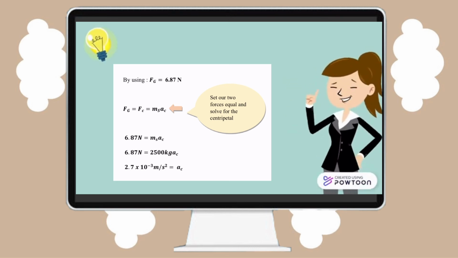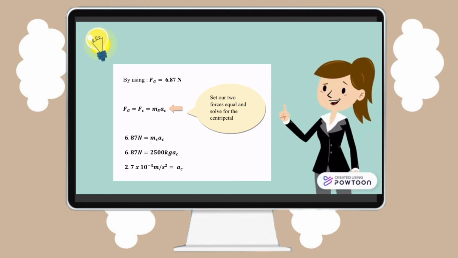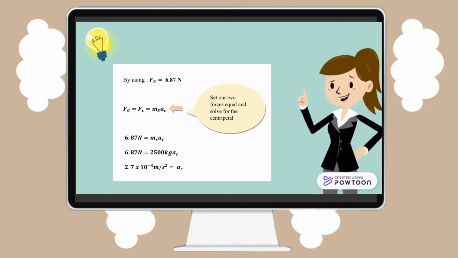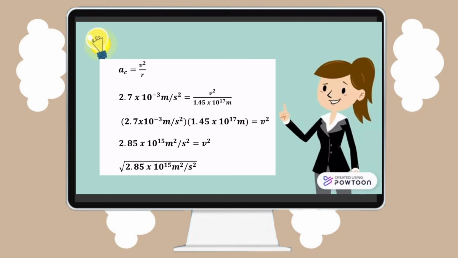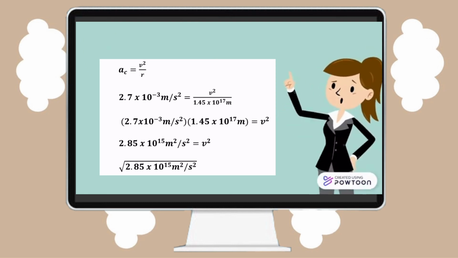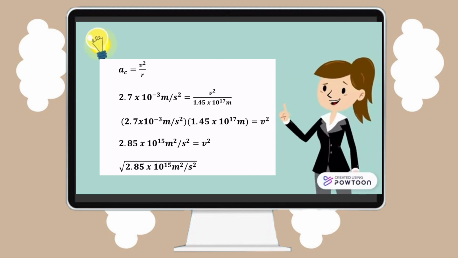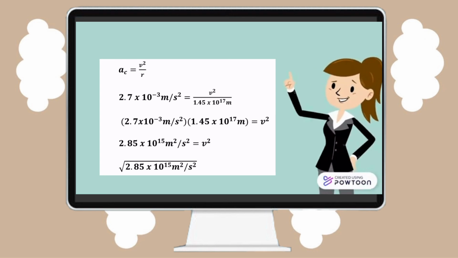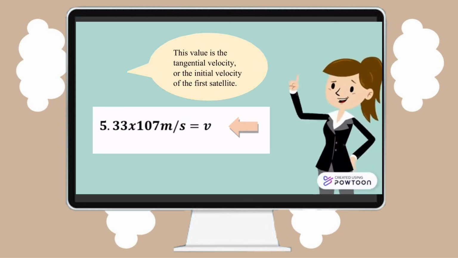Ms is the mass of the satellite, so we know that ac is equal to 2.7 times 10 to the power negative 3 m/s squared. We can find the tangential velocity using the equation for centripetal acceleration. The formula is ac equals v squared over r. After substituting the ac value and radius value, we can finally figure out the velocity of the first satellite. The velocity that we get is v equals 5.33 times 10 to the power 7 meters per second.